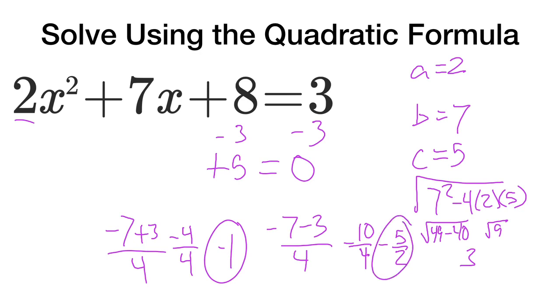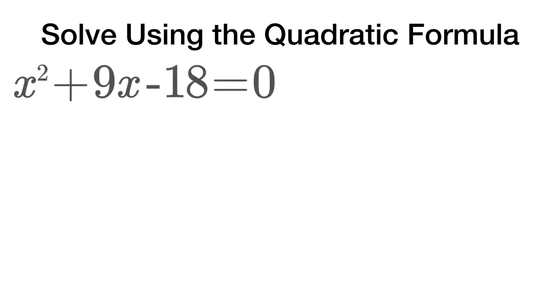Let's try that again. There we are. So that's how we would solve that one. Now we have one last one, and that is going to be x squared plus 9x minus 18.